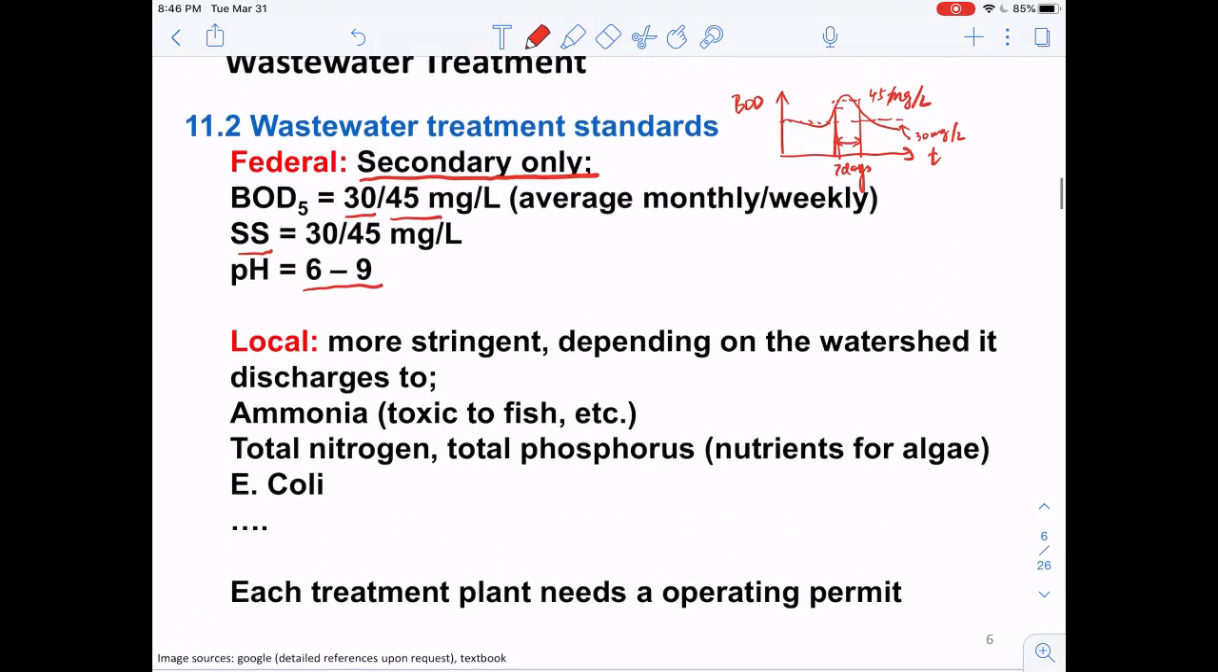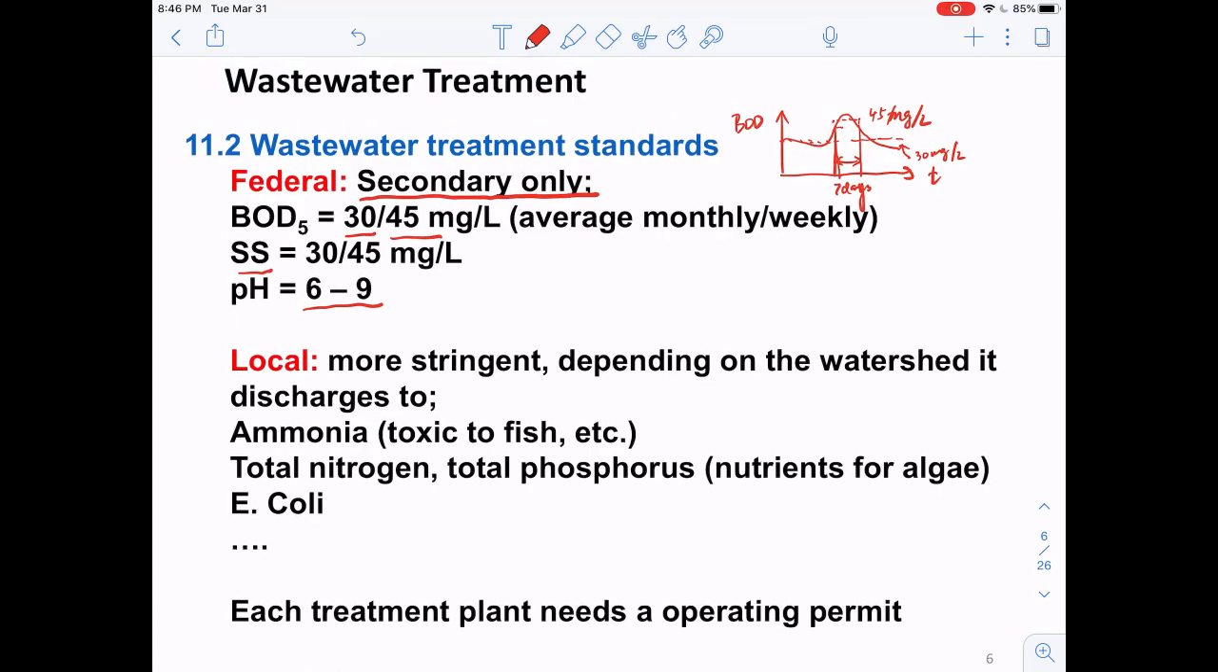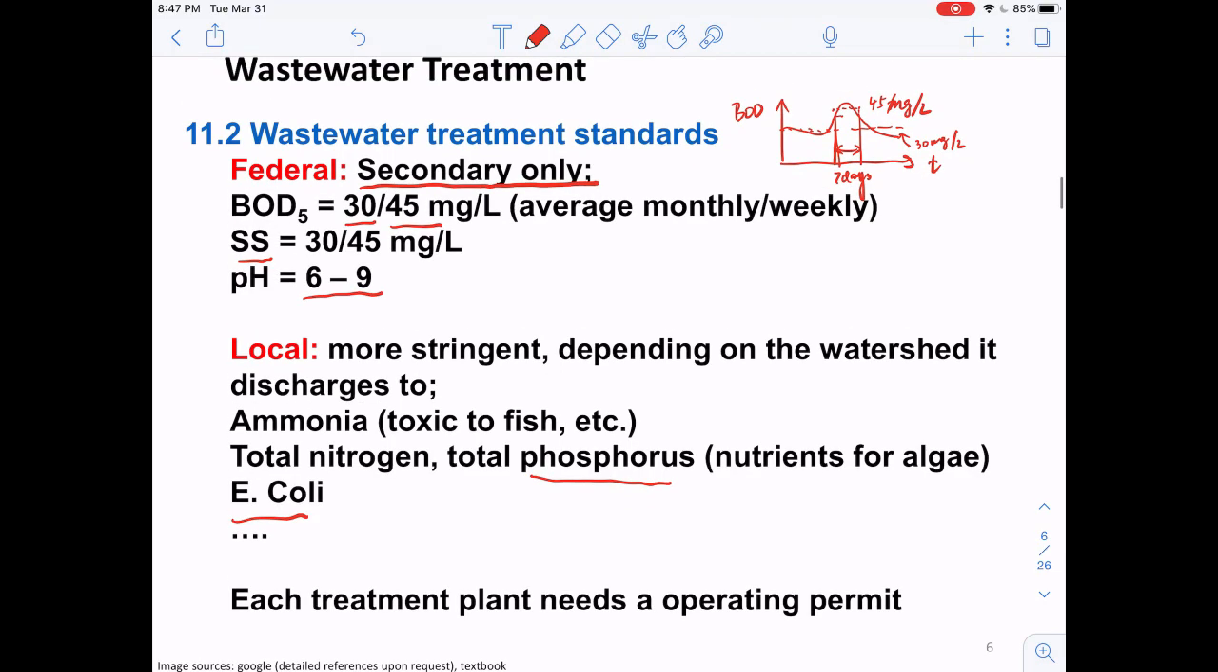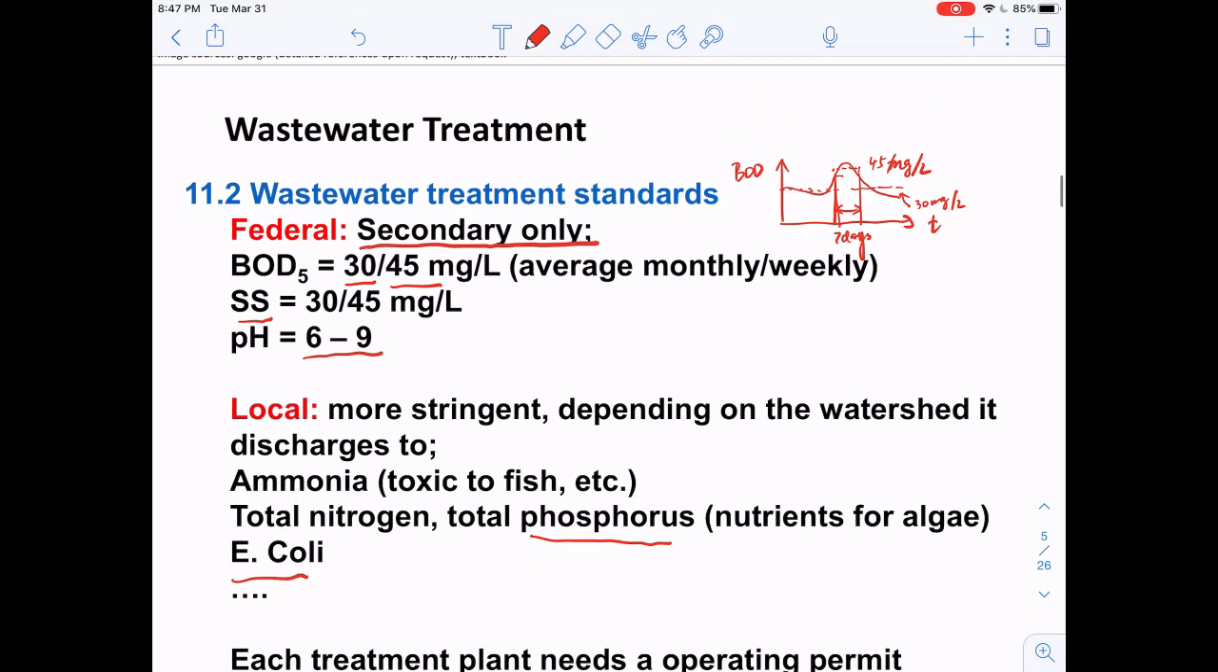Further, at the local level, people will put more stringent requirements on the wastewater quality, because it really depends on what type of watershed it's going to discharge to. If the ecosystem in that watershed is very fragile, then we have to put on more stringent requirements to prevent damage to that ecosystem. So for these local levels, we may add more limits on water quality. For example, we will require limits on the ammonia concentration, the total nitrogen concentration, the phosphorus concentration, and even the E. coli concentration.